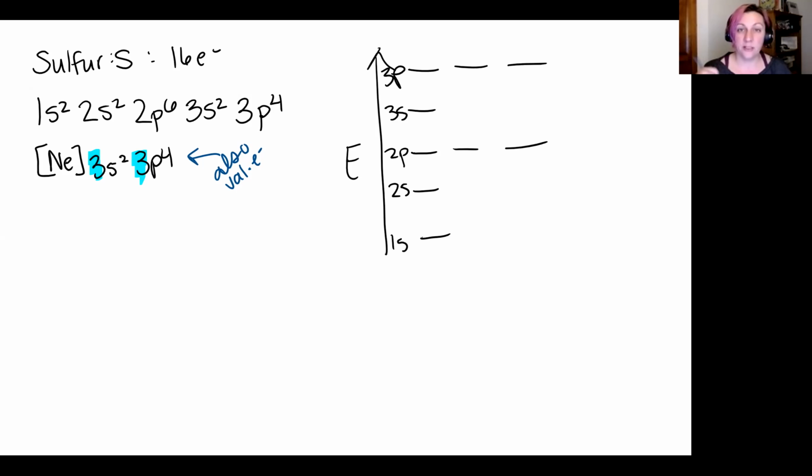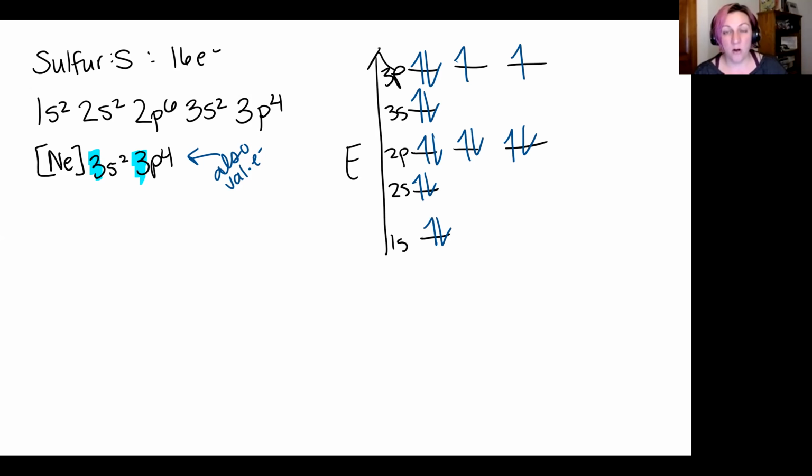And I'll start filling from the bottom up, and I've got 16 electrons. So 1, 2, 3, 4, 5, 6, 7, 8, 9, 10, 11, 12, 13, 14, 15, 16. So I've got 4 electrons in those p orbitals, and so only 2 of the electrons will be paired up, and then 2 will be on their own in an orbital. And lastly, quantum numbers.